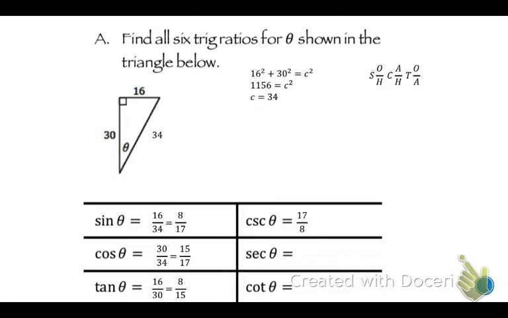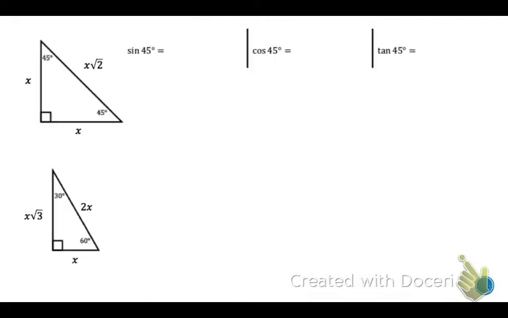Cosecant just flips sine, so that would be 17 over 8. Secant would be 17 over 15. Cotangent, 15 over 8. Cool? Okay, let's look at this one.